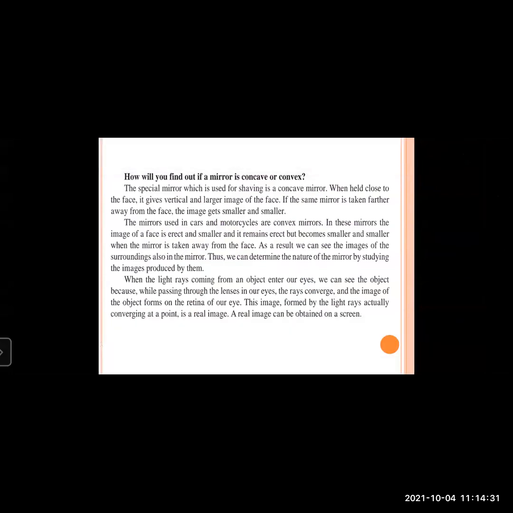Okay. So this is a very interesting question and very well answered. How will you find out if a mirror is concave or convex? The special mirror which is used for shaving is a concave mirror. When held close to the face, it gives an erect and larger image of the face. If the same mirror is taken farther away from the face, the image gets smaller and smaller. This you might have observed in the saloons.